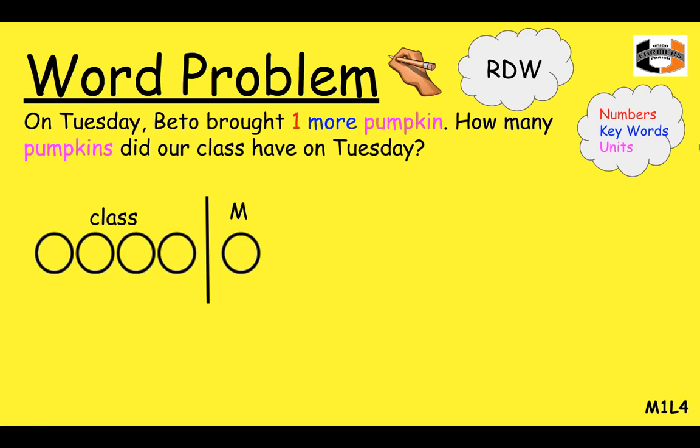And next, we're going to add to our drawing to show what happened on Tuesday. We're going to put a divider. We're going to draw that 1 more pumpkin. And we're going to label it with a big T. That stands for Tuesday.